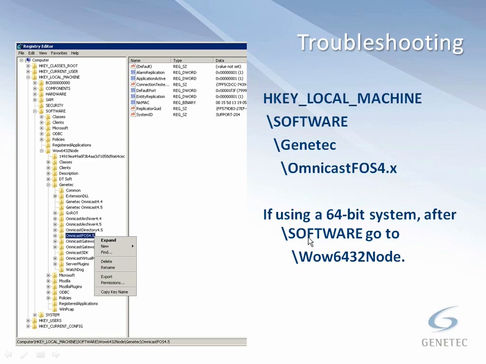Okay, so what we'd want to do once we're there, first thing you want to do is make a backup of that. We want to export it. And the next thing to do is rename the Omnicast FOS 4.x, in this case our 4.5. We want to rename that and just add like old or back, something like that, to the end of it so it's not the same name. After that, we'll restart the DFC service, and that's going to recreate that entry in the registry, but it's going to do it with just default settings.